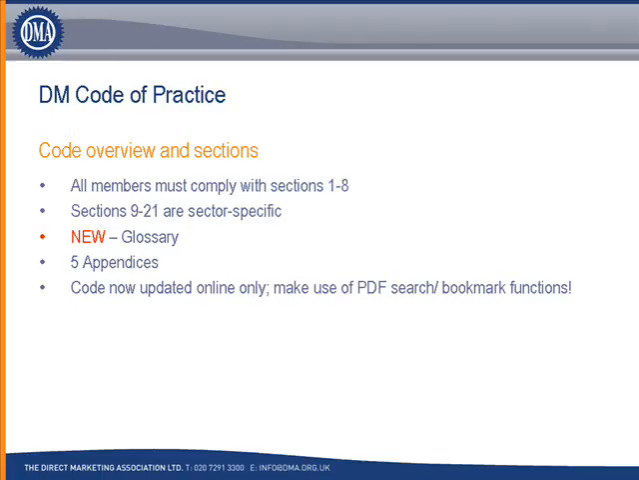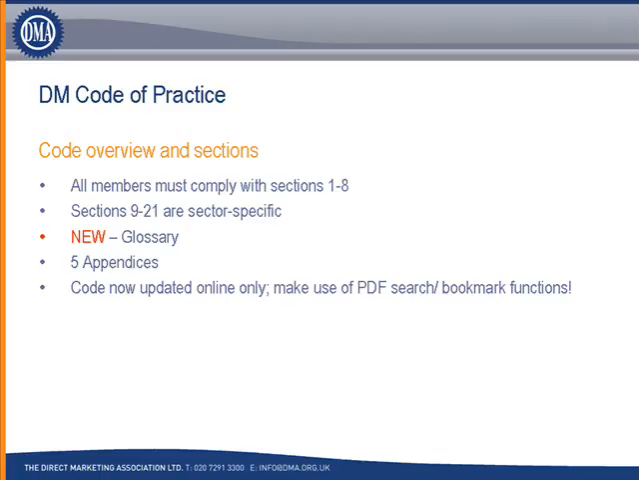I'll give you an overview of the code, and split it up into pieces that I think will help you rather than diving straight in. Sections 1 to 8 are for all members. All members must comply where appropriate with sections 1 to 8. We're going to go through those in this session. Sections 9 to 21 are sector specific, so they cover all the various direct marketing disciplines that our members cover at the DMA.